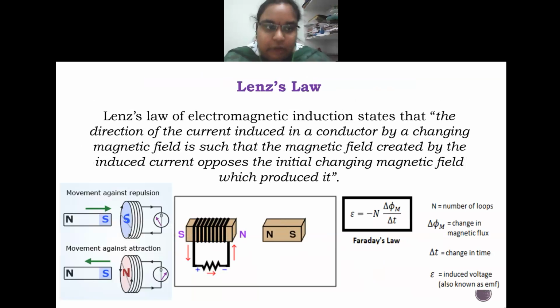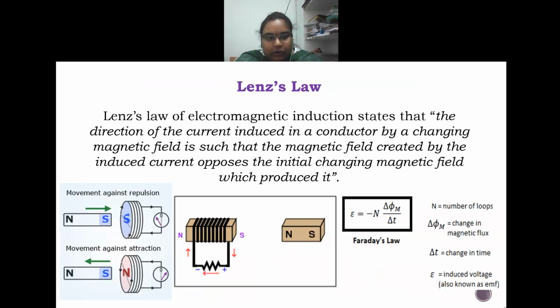So the next law which we will be seeing is called the Lenz law. Lenz law is a very important law. Here it will give us the direction in which this EMF is being produced. Why is this? What is the nature of the EMF and how is this direction determined? That will be given by the Lenz law.